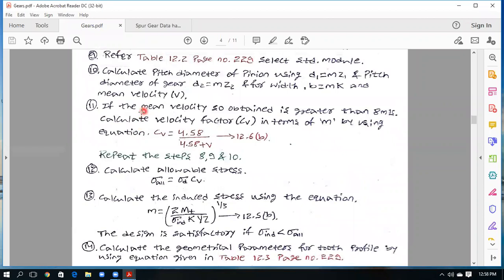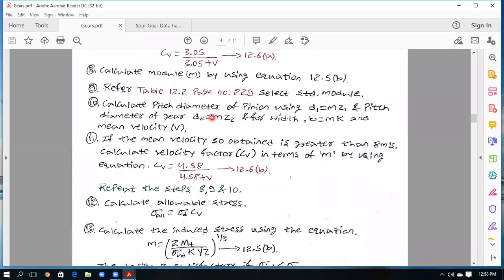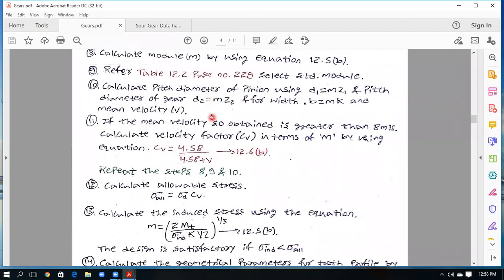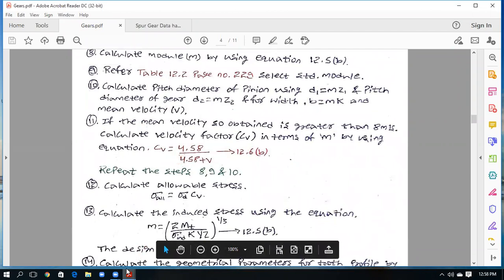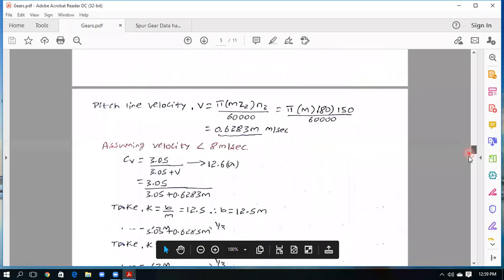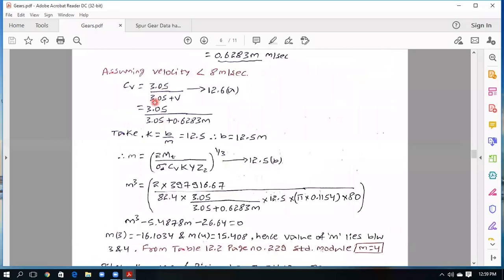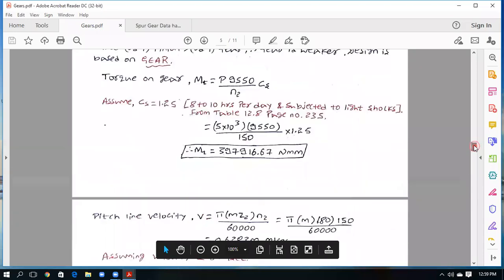Yes, here you can see that. If the mean velocity obtained is greater than 8 meters per second, calculate the velocity factor in terms of m by using the equation. By using this equation we are going to calculate the velocity. If I assume it is less than 8, the formula will be 3.05 divided by 3.5 plus v. Okay, this is for less than 8 meters per second.